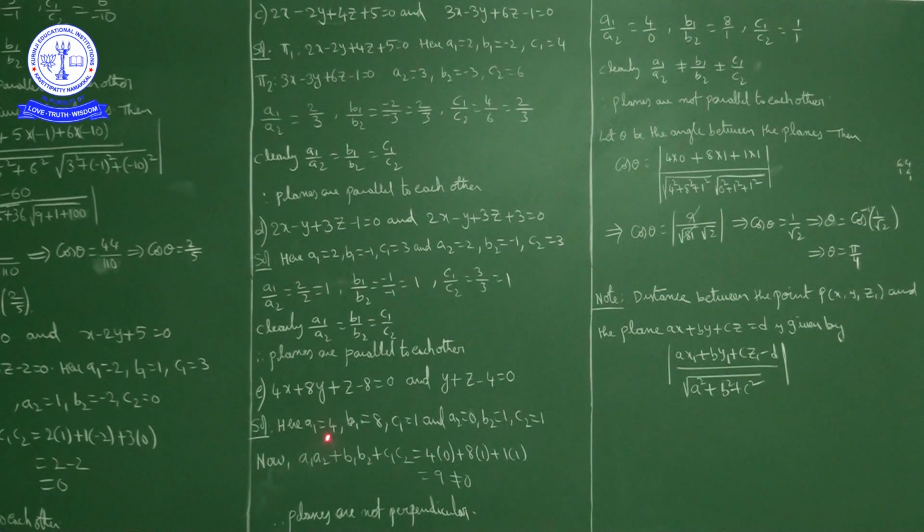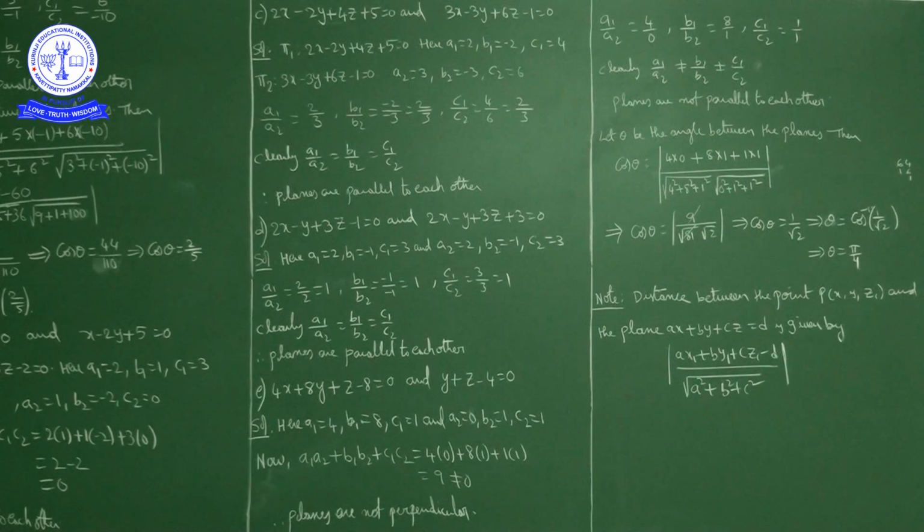So a1 a2 is 4 into 0, plus b1 b2, 8 into 1, plus c1 c2, 1 into 1. So this is 0, 8 plus 1, 9. The value of a1 a2 plus b1 b2 plus c1 c2 is 9, which is not equal to 0. So the given planes are not perpendicular to each other.